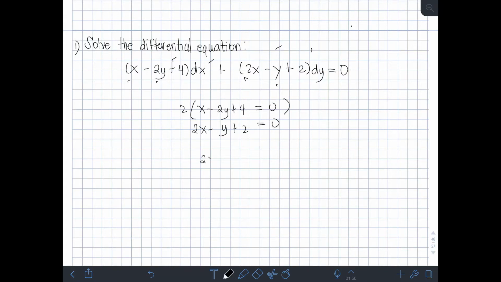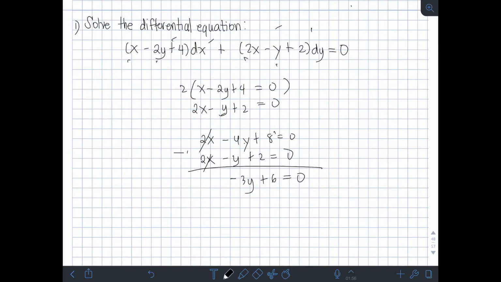So, magiging 2x minus 4y plus 8 is equal to 0. Then, copy tong si 2x minus y plus 2 equals to 0. Then, subtract natin para makancel si x. So, magiging negative 4y minus negative y is negative 3y. And then, 8 minus 2 is positive 6 equals 0.